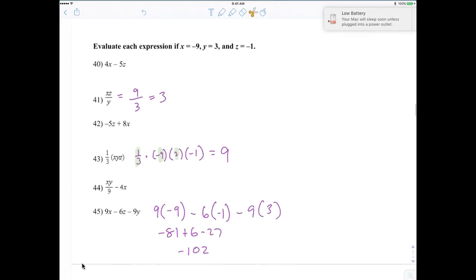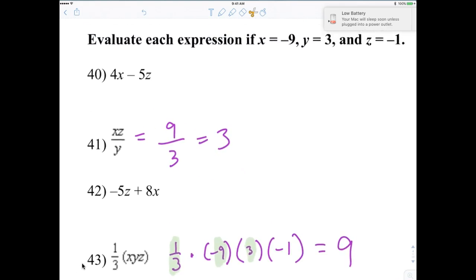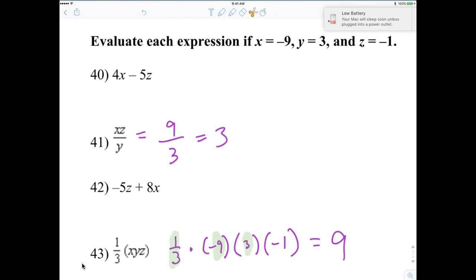Now, let's look at 40. Again, this should be a good little mental math exercise here. What's 4 times x? Negative 36. Good. Negative 36. Now, what's 5 times z? Negative 5. But because there's a negative there, it makes it positive, right? So that answer was negative 31. Double check that now. All the positives and negatives are important.